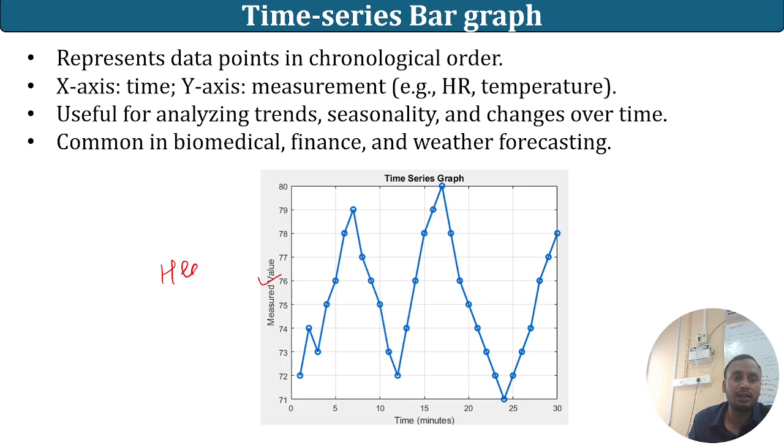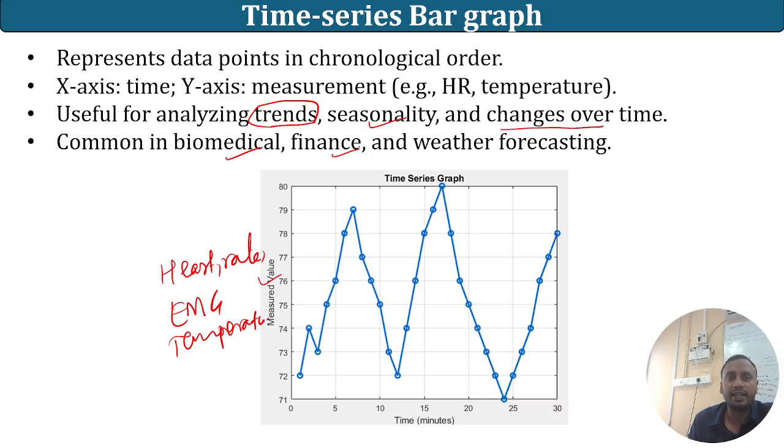Let's say this can be a heart rate, or maybe the EMG, or maybe temperature, body temperature, and all that can be there. So through that we can get the trend or seasonality or changes over time. These are the data that are used in biomedical, finance, or weather forecasting and all. If we draw their average, it's going to look like this. Or sometimes we have to draw their analysis and all.